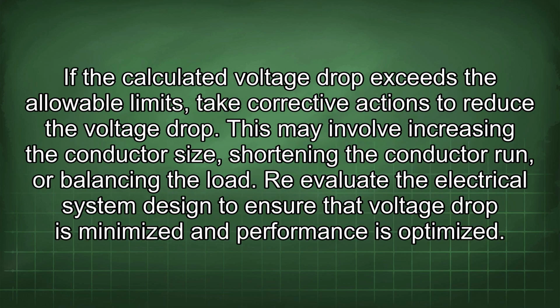If the calculated voltage drop exceeds the allowable limits, take corrective actions to reduce the voltage drop. This may involve increasing the conductor size, shortening the conductor run, or balancing the load. Re-evaluate the electrical system design to ensure that voltage drop is minimized and performance is optimized.